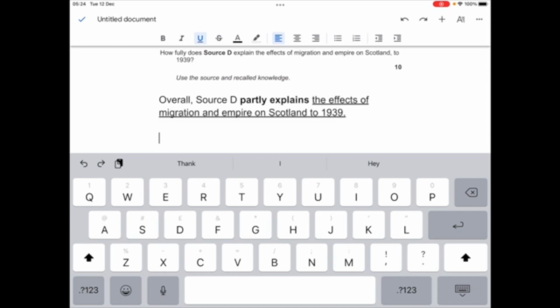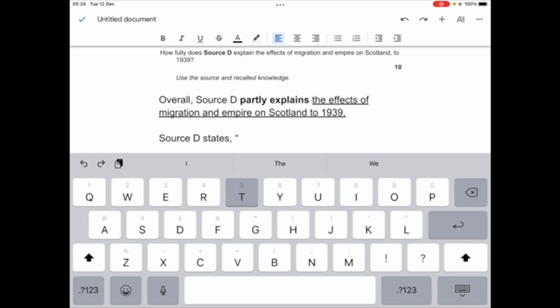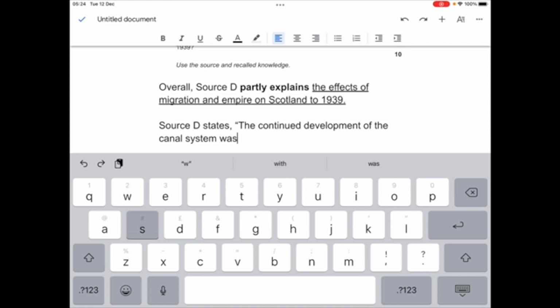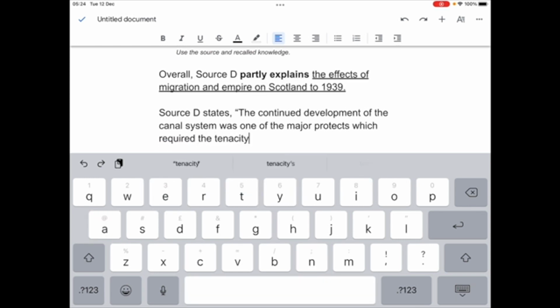So for every how fully explain, once you've done your judgment sentence, you can just dive straight into the source points. So in this case, I'm going to say source D states, and then I copy the sentence word for word, full stop to full stop. I do not summarize it, I do not change the wording, I write it exactly as the source says. So one of the major projects which required the tenacity and muscle power of the Glasgow Irish.